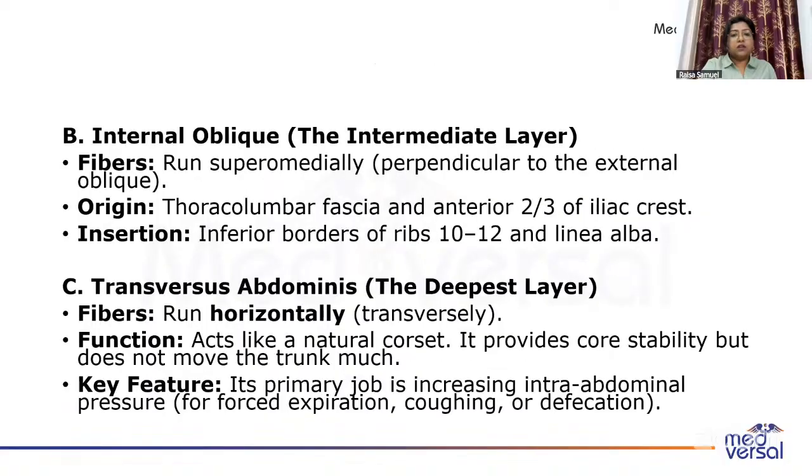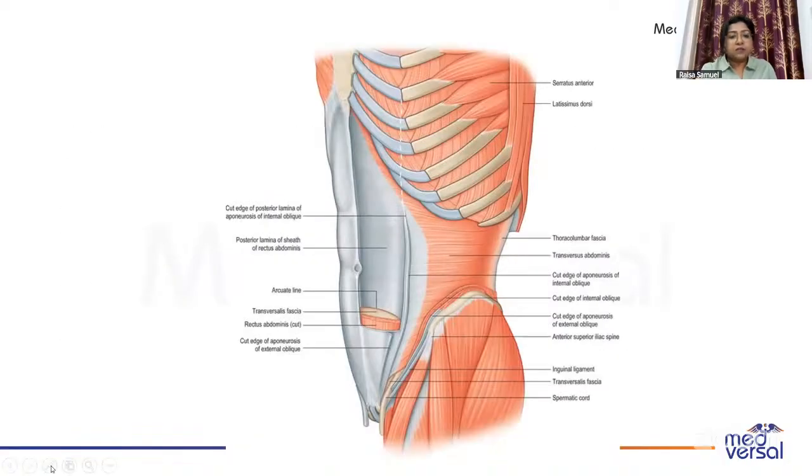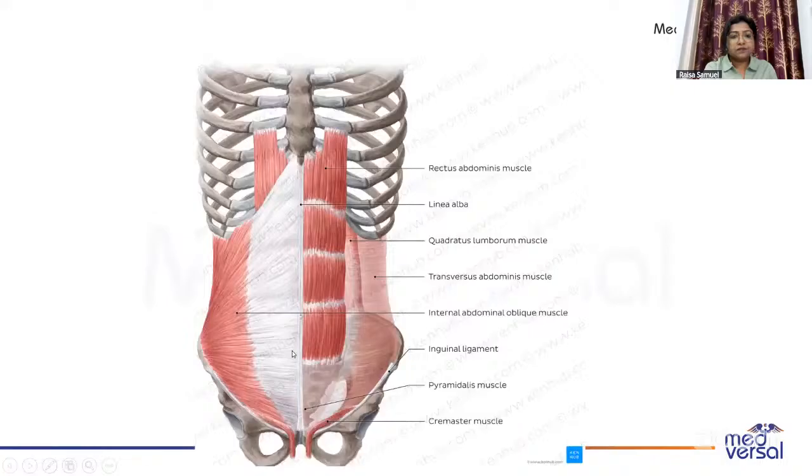So this is the rectus abdominis muscle. Here you can see this. And it is attached to the linea alba. The muscle, the aponeurosis, gets attached to the linea alba.